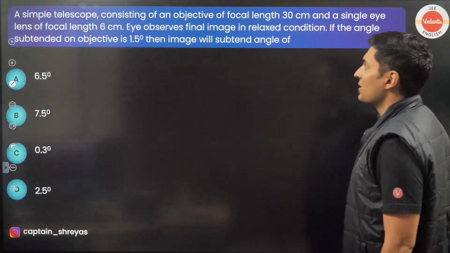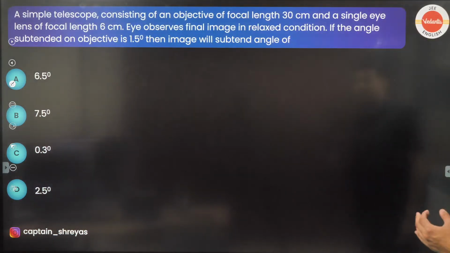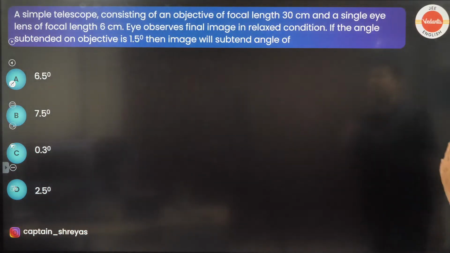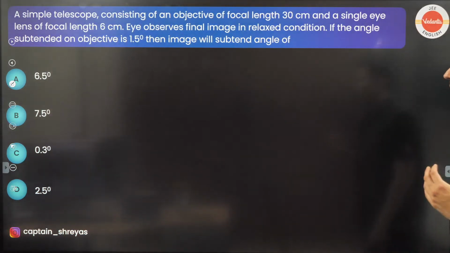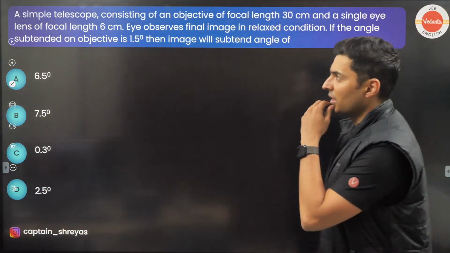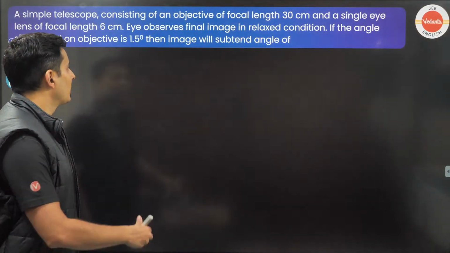So, a simple telescope consisting of an objective of focal length 30 and a single eye lens of focal length 6. The eye observes the final image in the relaxed condition. If the angle subtended on the objective is 1.5, then the image will subtend how much angle? Okay, I'll tell you what this is about.